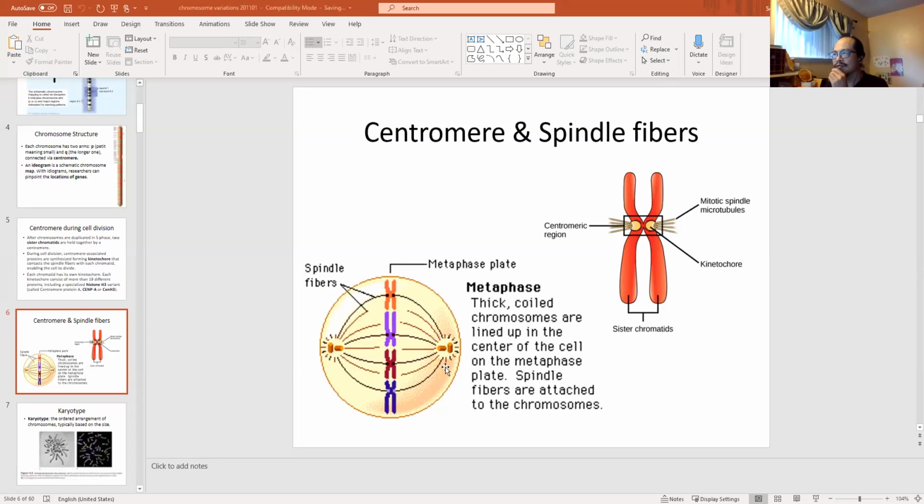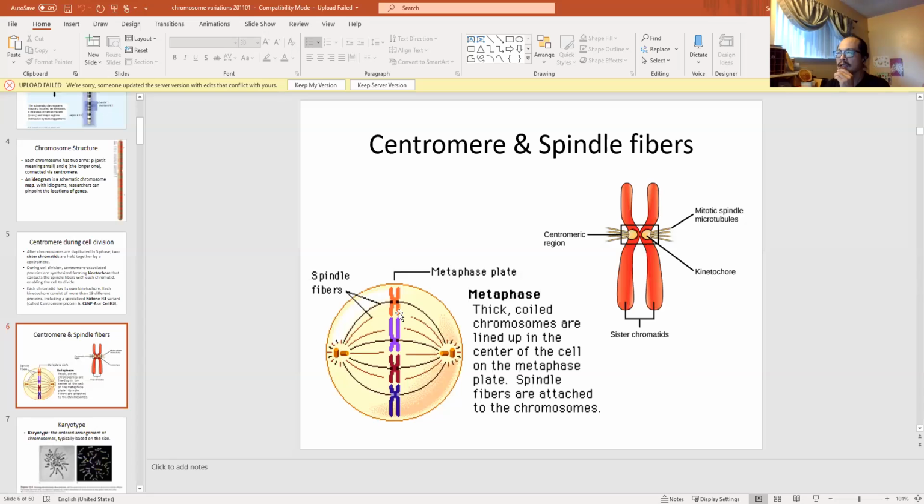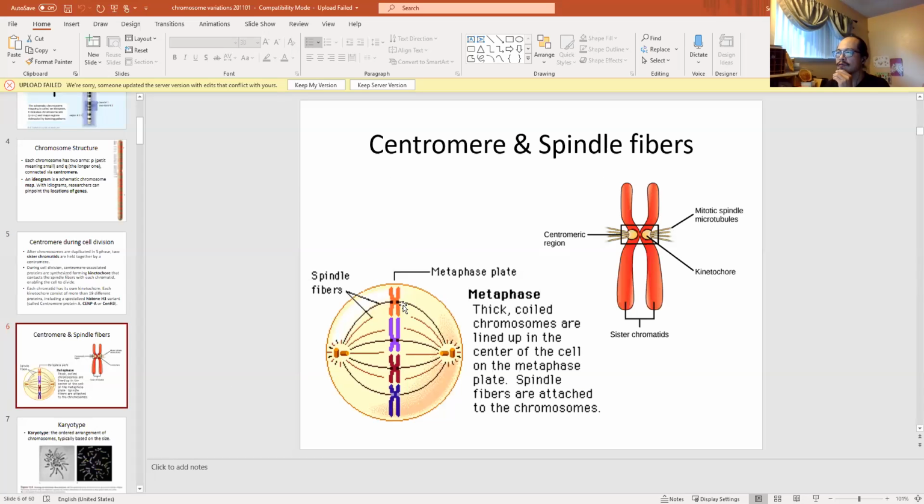All right, I just replaced this figure. This one is more accurate because this spindle fiber, in fact, connects with the kinetochore. Yeah, it connects with this kinetochore. So that's the function of this kinetochore. They basically hold on to the spindle fibers.